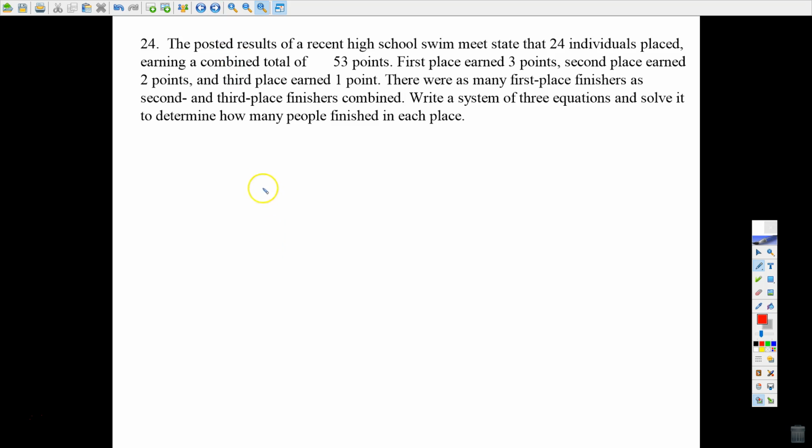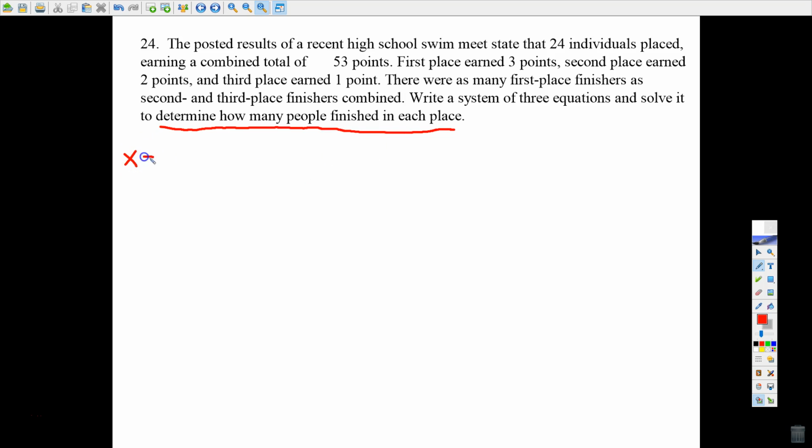Also had a request for this 3-variable system word problem. You're going to need to be good at reading these and picking out 3 different equations that are contained in this little paragraph. It all starts, however, with identifying variables that will answer the ultimate question. The question that we're supposed to answer is how many people finished in each place, and the problem is talking about first place, second place, third place.